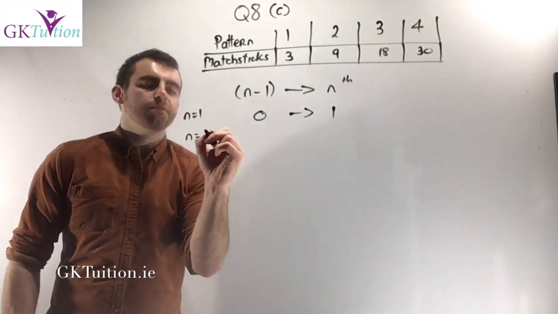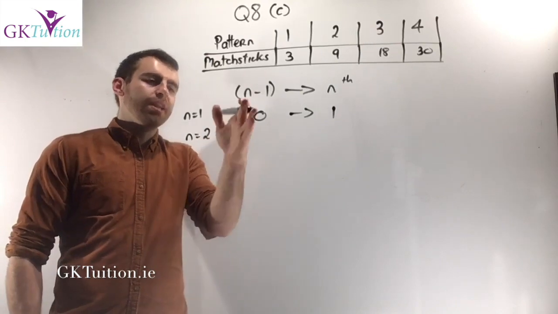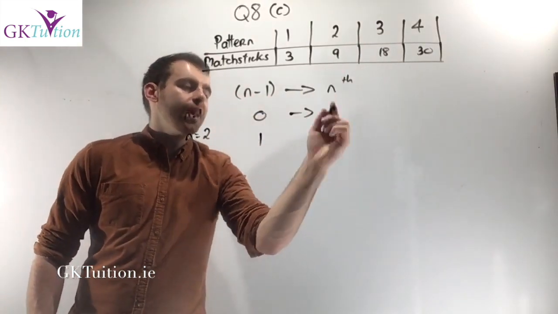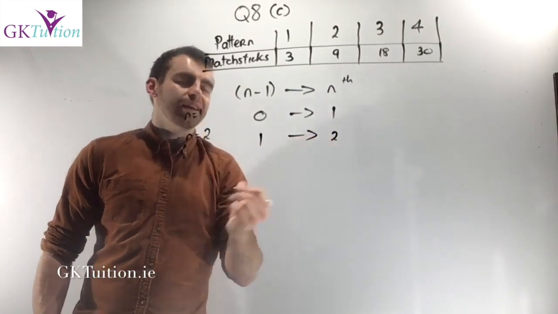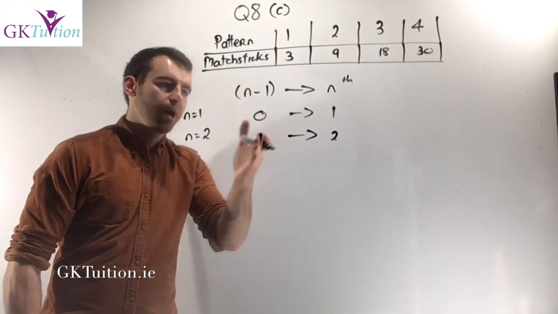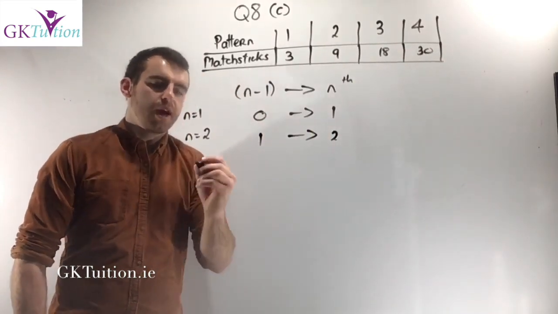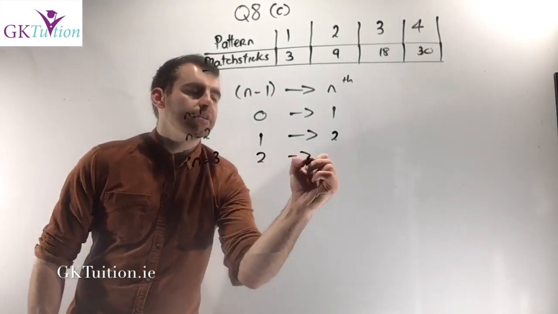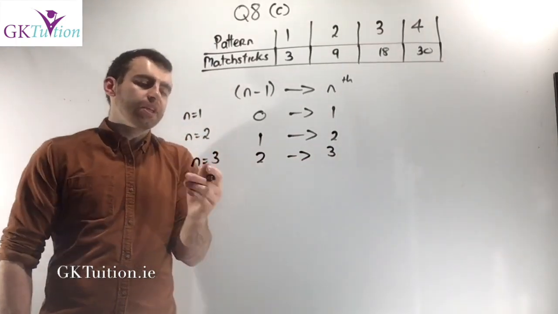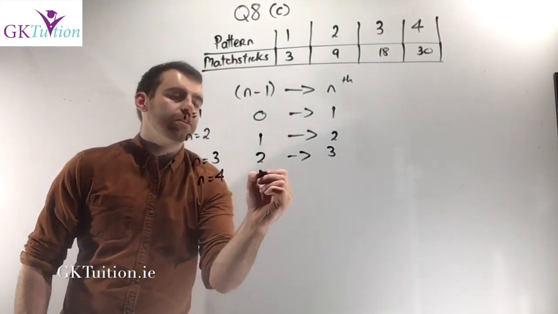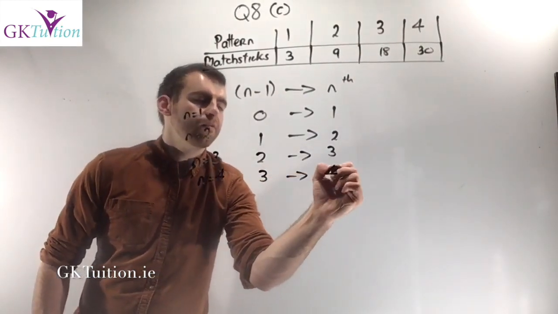Imagine what would happen if I subbed in n equals 2. If I sub in n equals 2, it's 2 minus 1. 2 minus 1 is 1, and then n would be 2. So the second thing in this pattern is how many matchsticks are needed to turn the first pattern into the second pattern. And then if we keep going, how many matchsticks are needed to turn the second pattern into the third pattern? If I subbed in n equals 4, they're asking me how many matchsticks are needed to turn the third pattern into the fourth pattern.